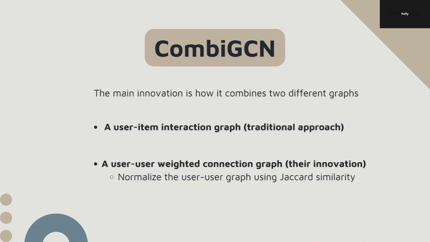In CombiGCN, the main innovation is how it combines two different graphs. The first one is a user-item interaction graph. This is a more traditional approach used by GCN. Their innovative part is that they also use a user-user weighted connection graph. User-user weighted connection graphs are also a similar approach in other models. However, the innovative part is their specific way of implementing the weighting, the dual graph propagation architecture, and the simple embedding combination method. And then they normalize the user-user graph using Jaccard similarity.